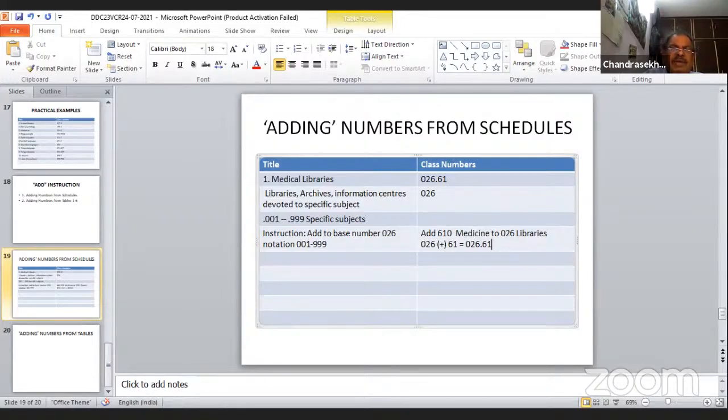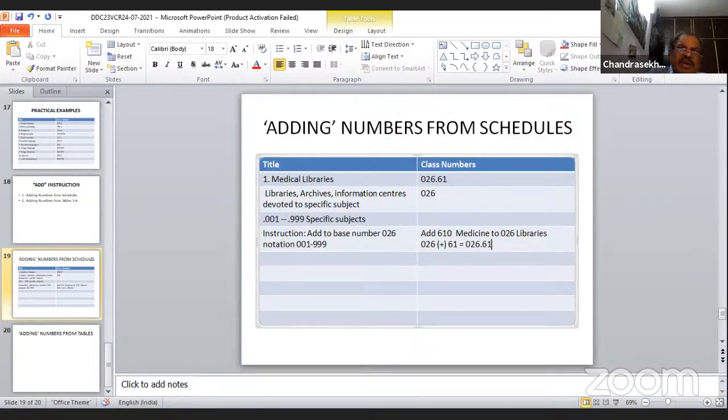For that, because they cannot expect how many libraries and how many subject areas there are. If you start giving a number for medical library, agriculture library, veterinary libraries, for every subject, what will happen? The schedules will be very bulky, and you would have to add more pages. So instead of that, what Melvil Dewey has done is, for the subject area libraries, you add the subject area to this number.